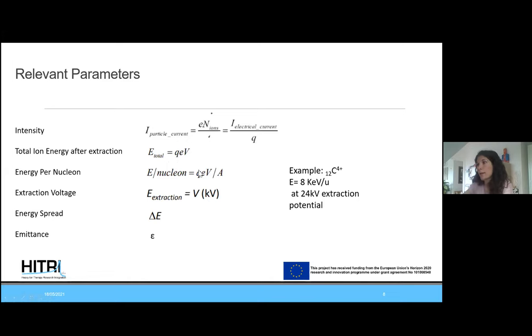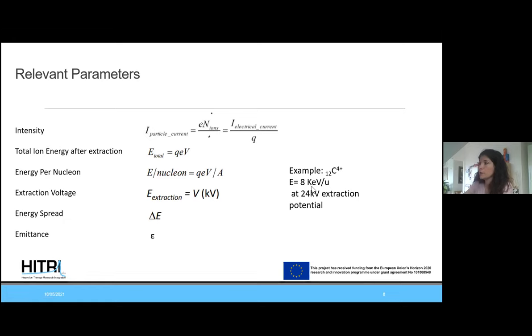And this energy that you are going to extract from your ion source will strongly depend on your extraction voltage. So to give you a real example, at MedAustron we extract an ion beam with an energy of 8 keV per nucleon. Where does this number come from? For example, for carbon 4 plus, we apply a voltage of 24 kilovolt at the source body, and this will then give us the energy of our beam.